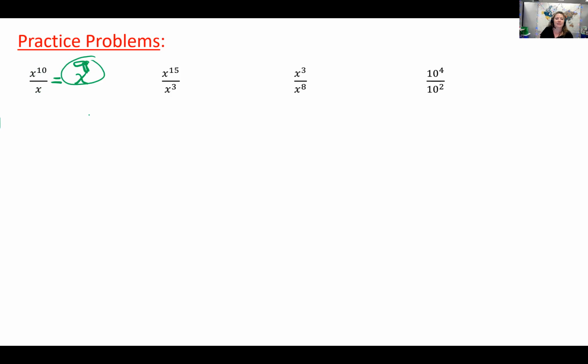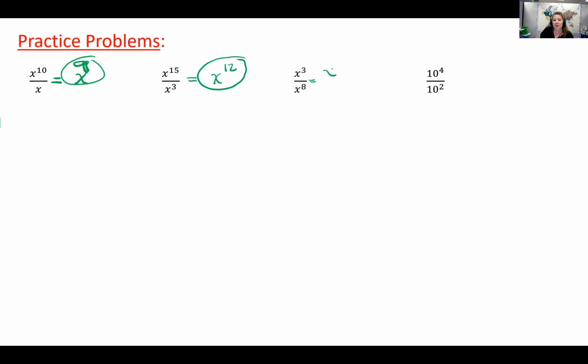All right, the next one, we'd have 15 x's on the top, 3 on the bottom. So we'd have 3 pairs that eliminate. And then how many x's would be left? 12, and they would all be in the numerator. So 15 minus 3 is 12.